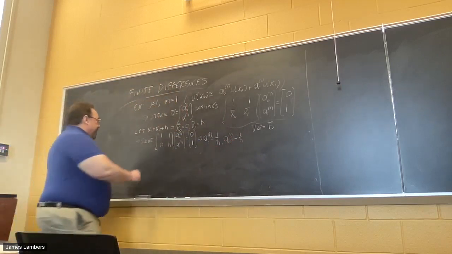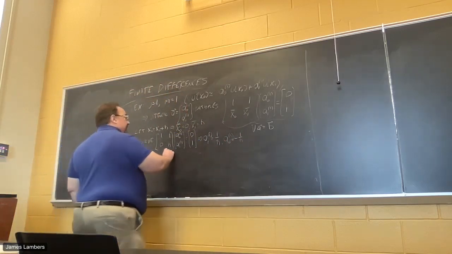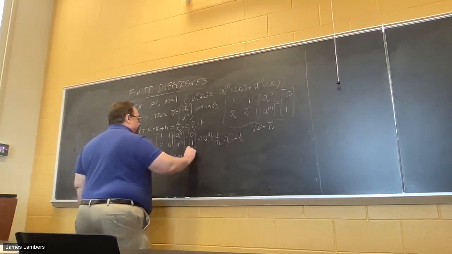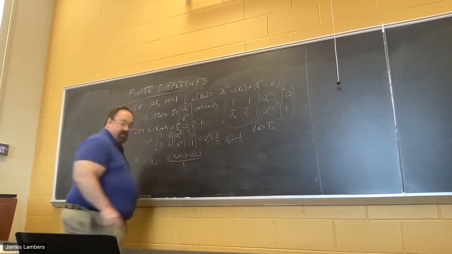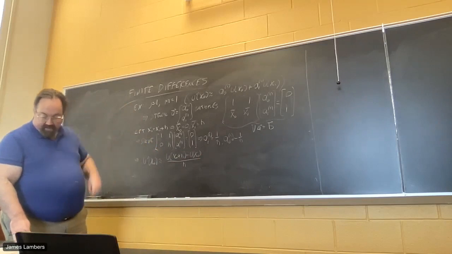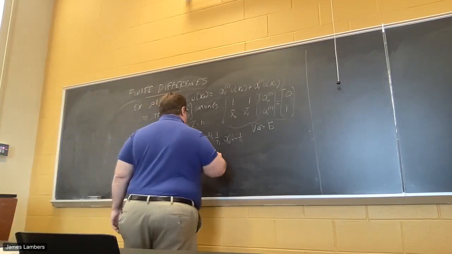So that means u prime at x naught is approximately u of x naught plus h minus u of x naught, divided by h. And this is the forward difference.